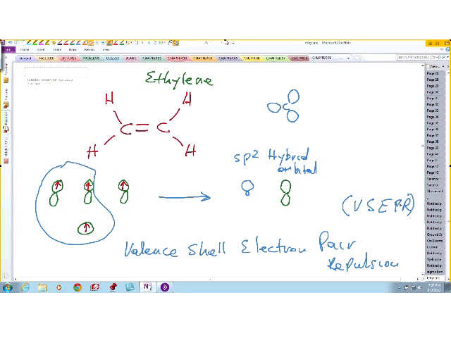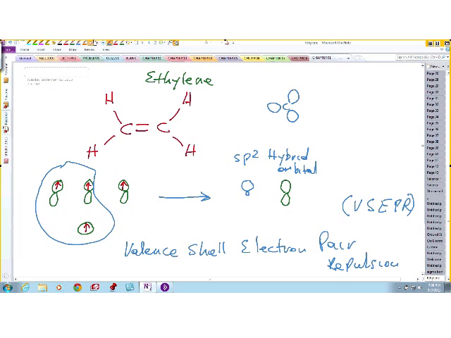Okay, so we call that VSEPR, for valence shell electron pair repulsion. In other words, electrons in orbitals want to be as far away from each other as possible, and in order to do that, they assume an angle that will make that possible. In this case, the angle is 120 degrees. So the sp2 hybridized orbitals will be 120 degrees from each other.